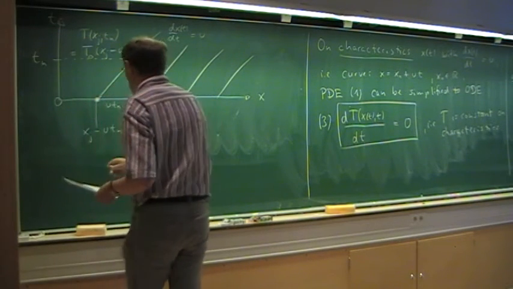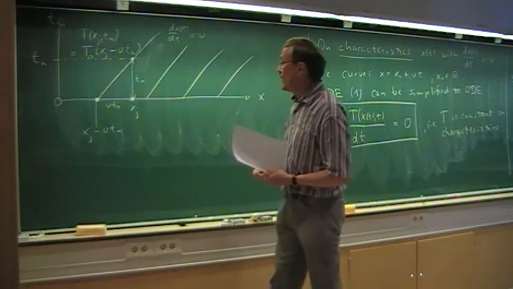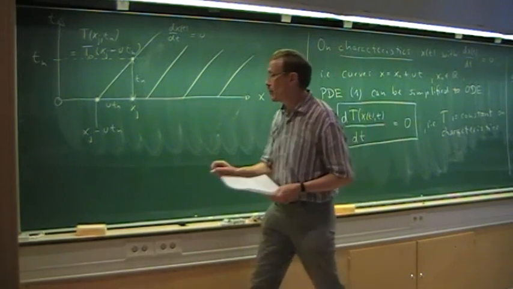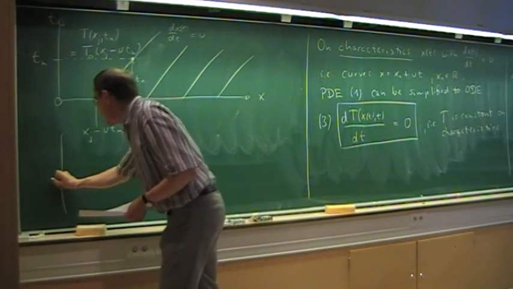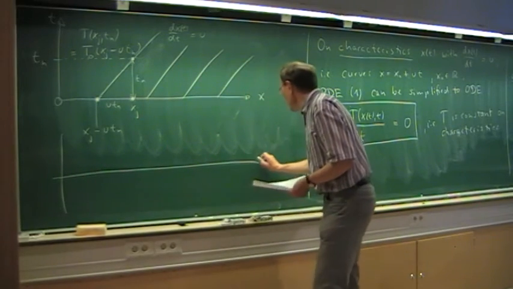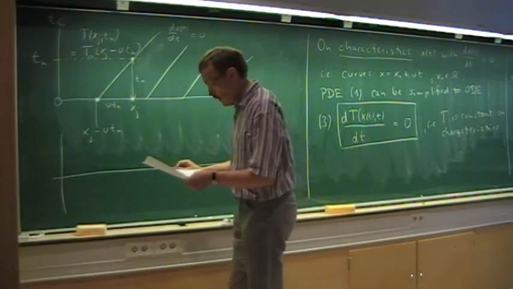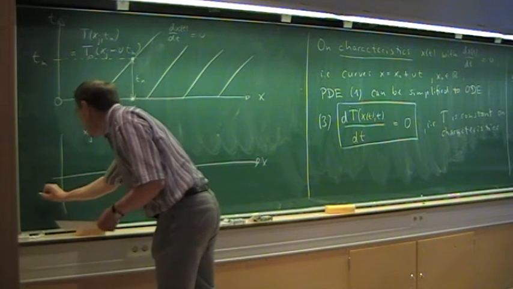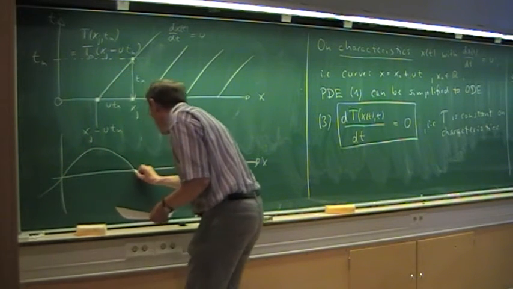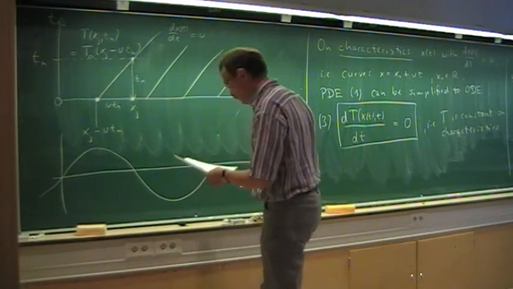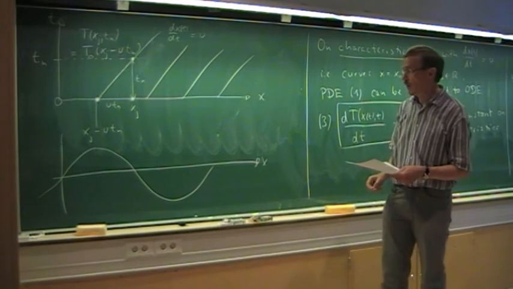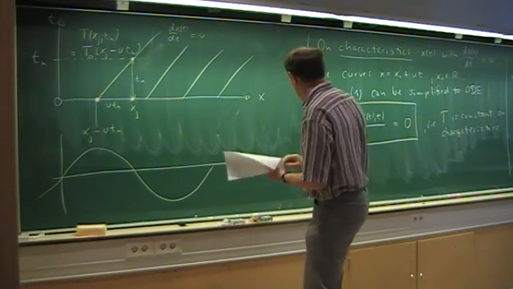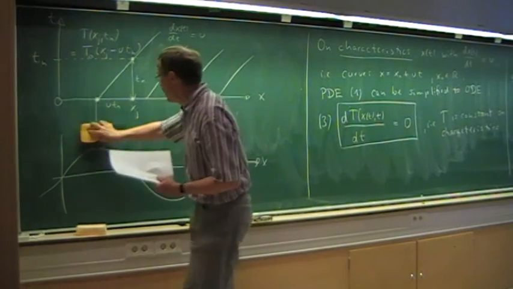So what is the consequence of that regarding our solution? So we now assume that we have a given initial condition. Say I assume in the example that we have a sine. That would be our initial condition here. Now I remove this here.